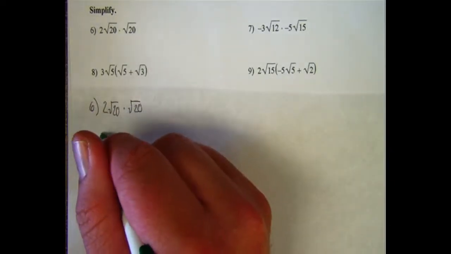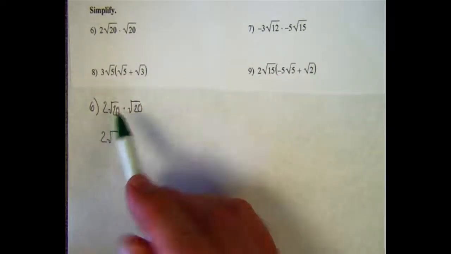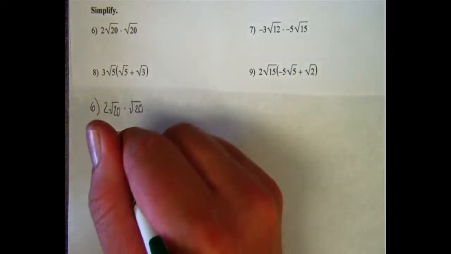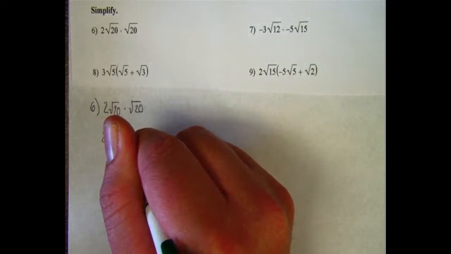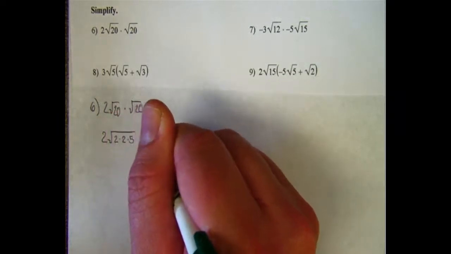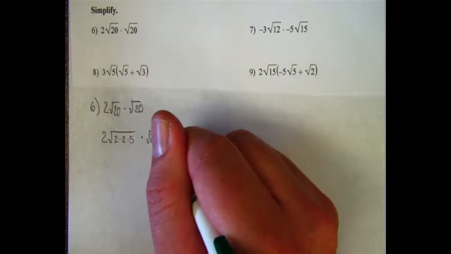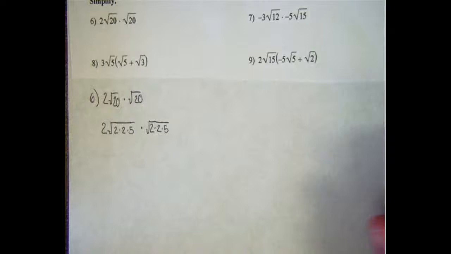So if we take apart 20 and find the prime factorization of 20, that would be 2 times 2 times 5, times, and then over here we're going to have, this is just the square root of 20 again, so it's 2 times 2 times 5. So I've broken this down.